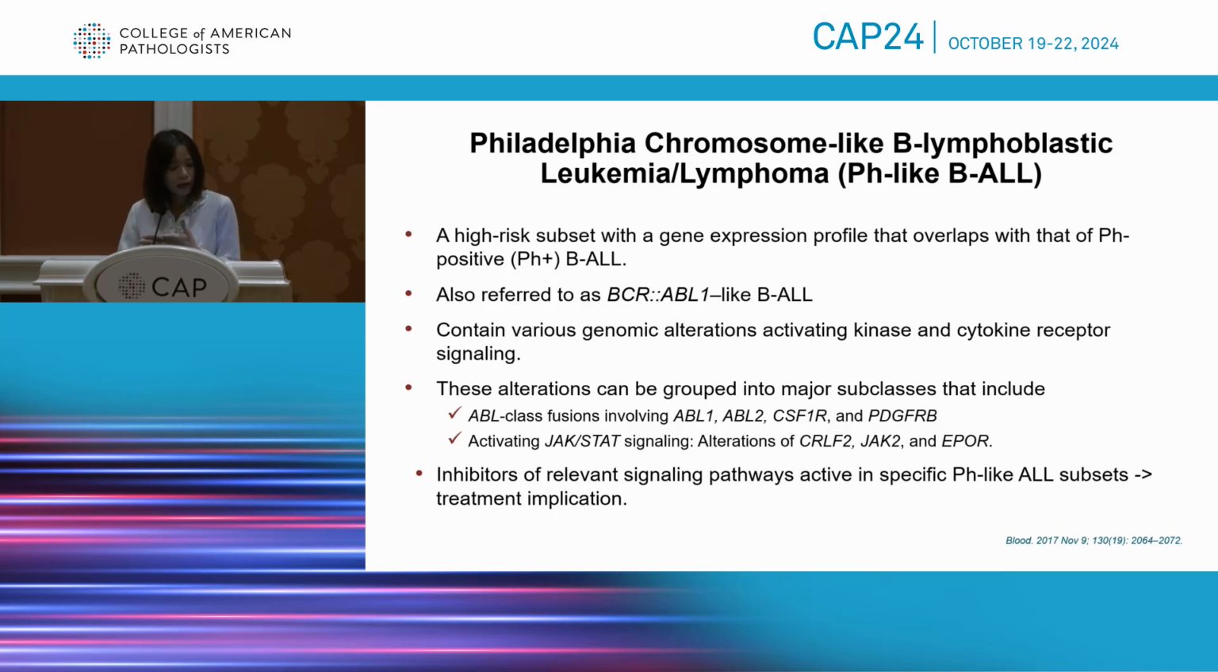They can be grouped into ABL-class fusions or a JAK-STAT activating group. In the ABL group, you are seeing ABL1, ABL2, CSF1R, and PDGFRB. And in the JAK-STAT pathway activating part, you are seeing CRLF2, JAK2, and EPOR. Again, the reason why it's so important is because we have inhibitors for those. So potentially, if this is available in your institution, the kid can be treated with these inhibitors, and that's why it has a treatment implication.